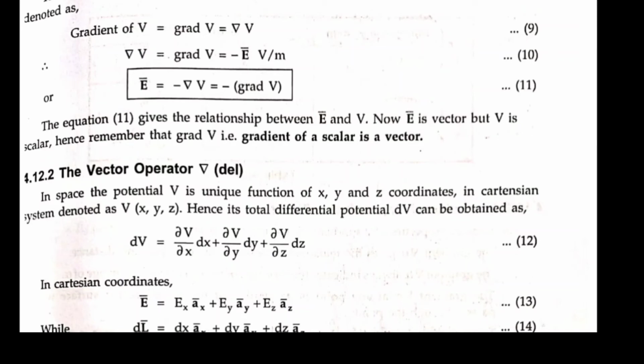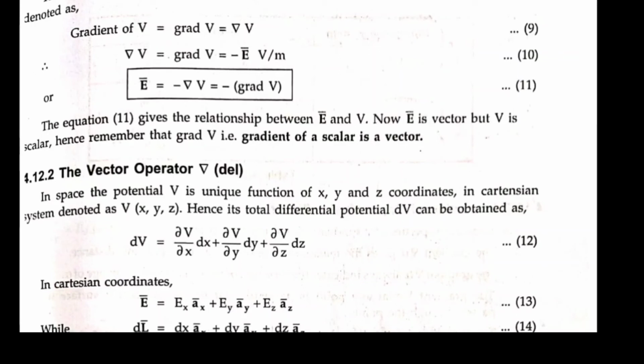Gradient means here del operator is known as gradient. The gradient of V is equal to del V, equal to minus E volts per meter. That is, E bar equal to minus del V, or minus grad V, gradient of V it is.